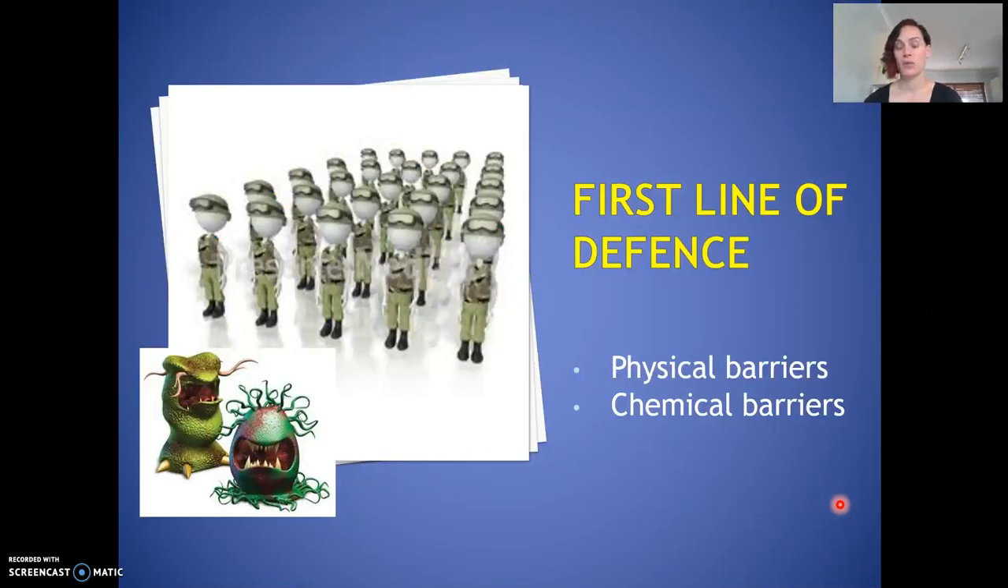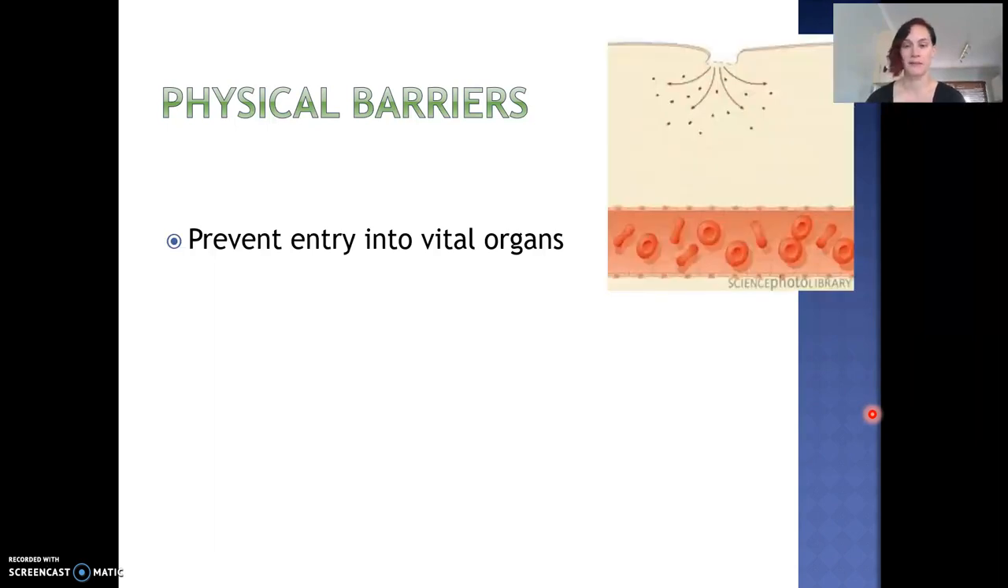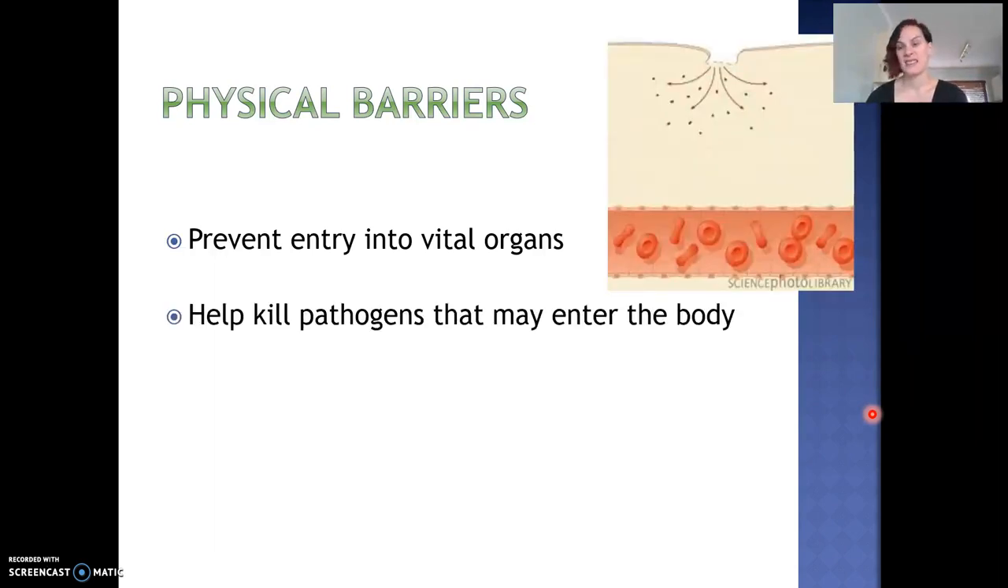Our first line of defense is all about physical and chemical barriers. It is firstly talking about the things that we actually just prevent. We're not going to build a wall, but we are trying to keep things out. We're trying to prevent entry to our vital organs, including our brain, our heart, all those things. So our number 1 is our skin. That's our main one that we think about. We do actually have ability to kill pathogens that may enter the body right at that very first level.